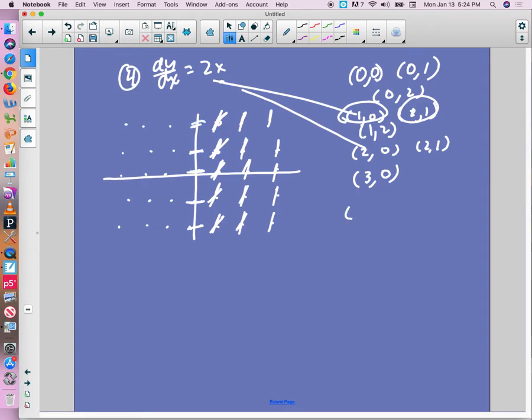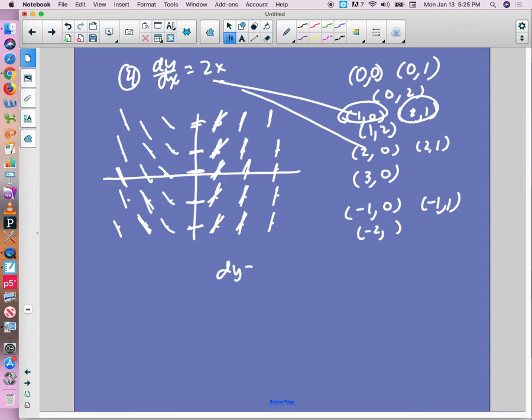Okay, and then when x is negative 1, 0, negative 1, 1, my slope is negative 2. And then when x is negative 2, my slope is negative 4. So a little steeper. And then negative 6, so even steeper. Okay, now it's interesting to look at this one.